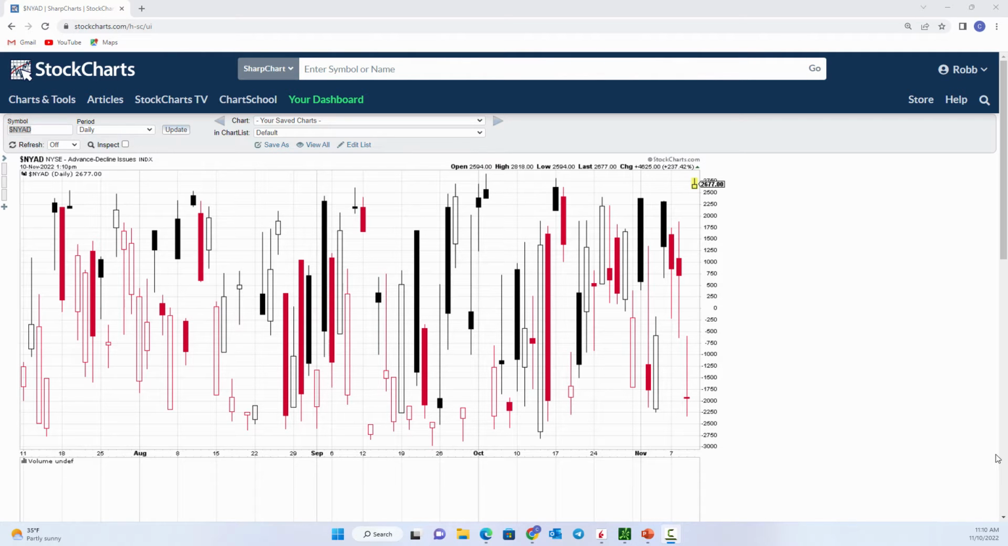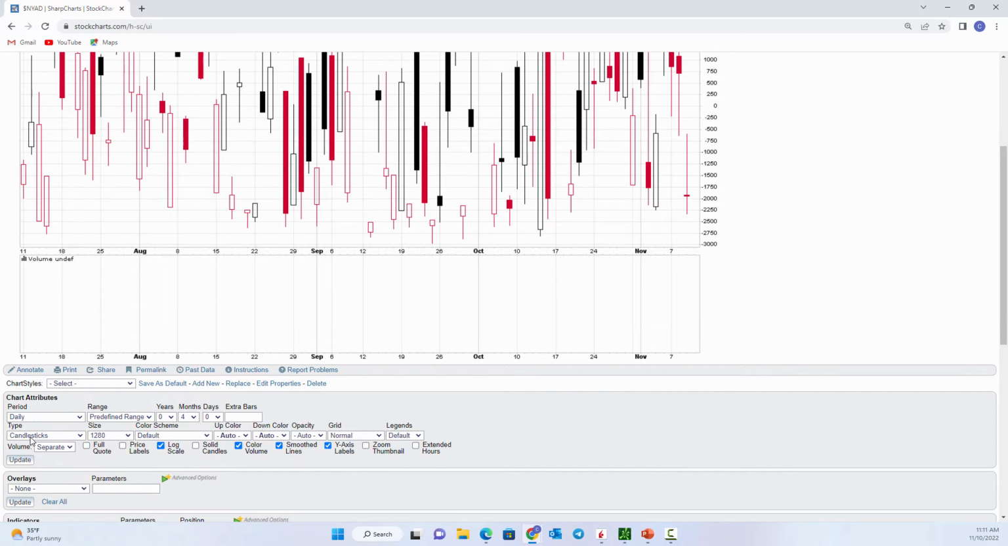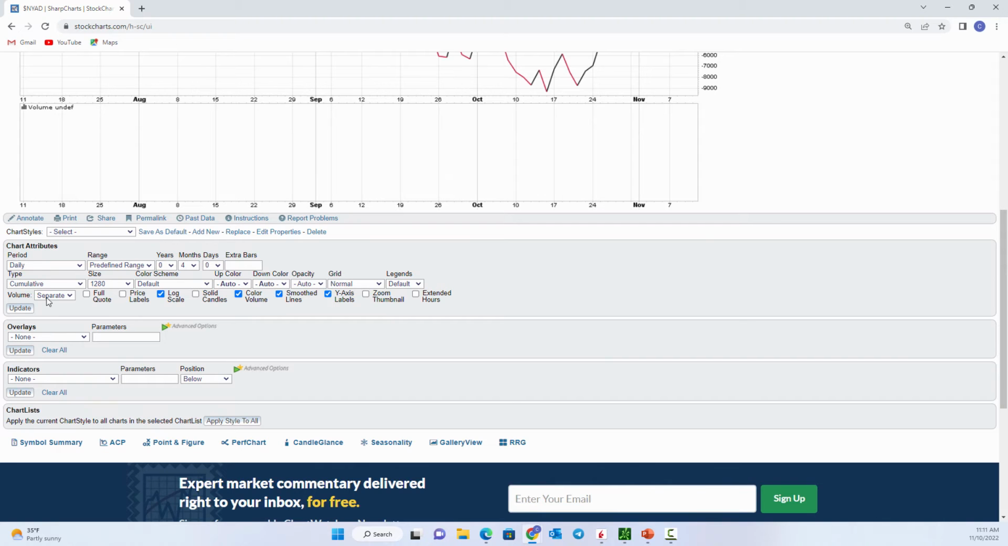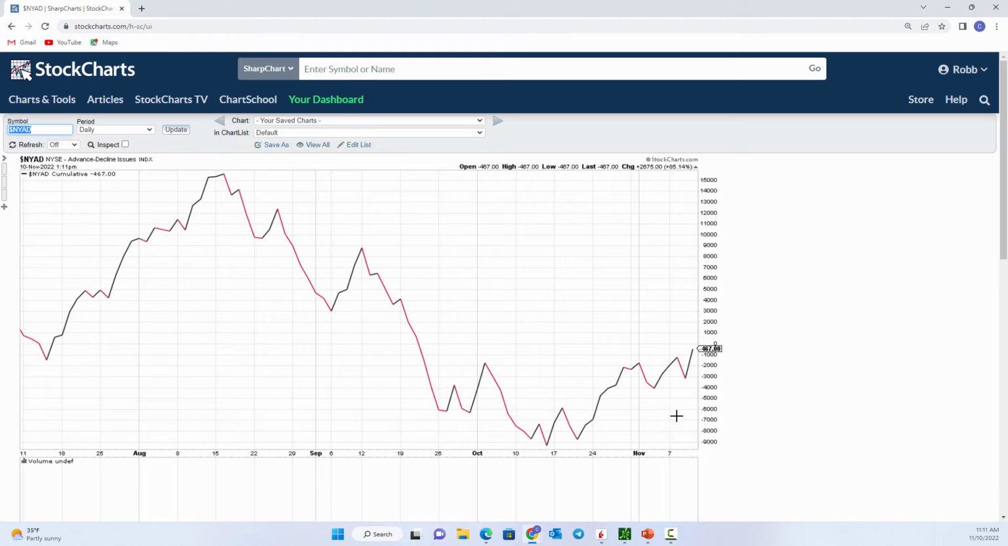So first, I'm going to bring you over to stockcharts.com, and this is a free charting platform. If you go to stockcharts.com, you can put in the symbol $NYAD. $NYAD will pull up the New York Stock Exchange advanced decline line. At first, the chart will be messed up. This is not it. You need to come down to the type of chart, and you need to change it to cumulative. This is very important.